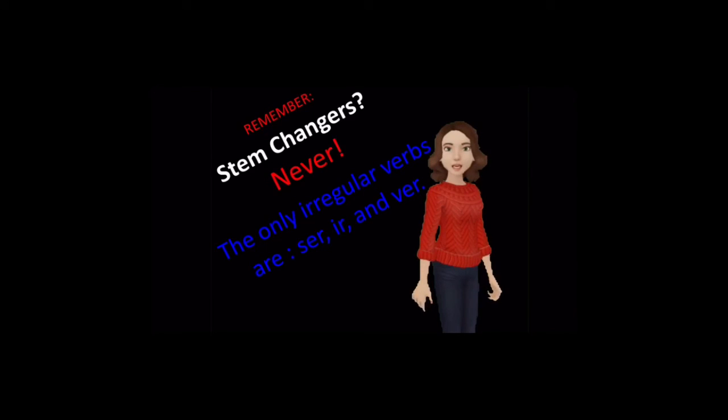Remember that one of the nice things about the imperfect tense is that there are very few irregular verbs. In fact, there are only 3 irregular verbs, ser, ir, and ver. While you do need to memorize these irregular forms in the imperfect tense, there are no stem changing verbs and no spelling changing verbs in the imperfect tense.